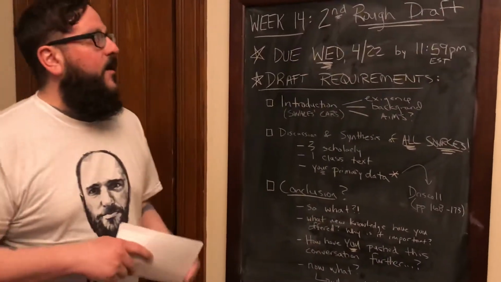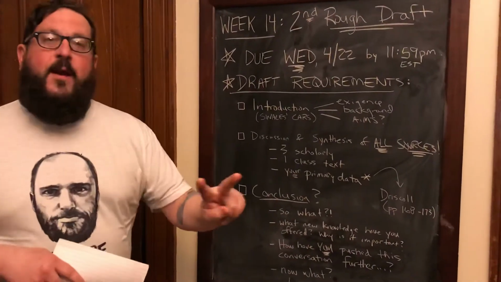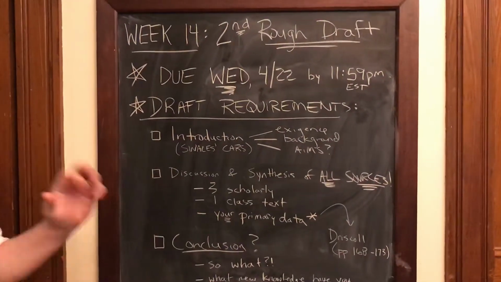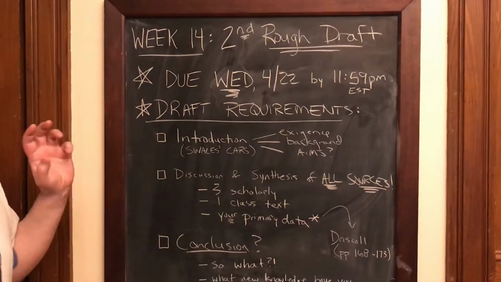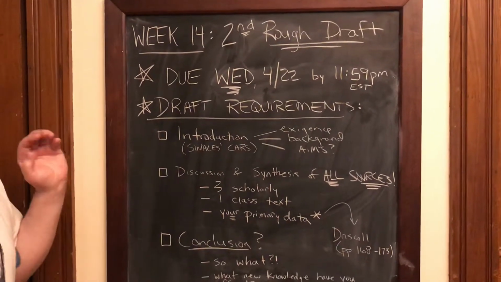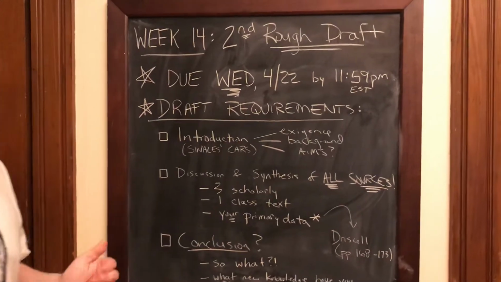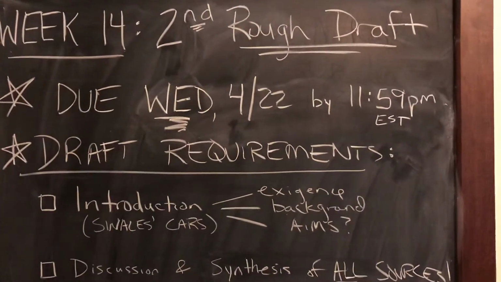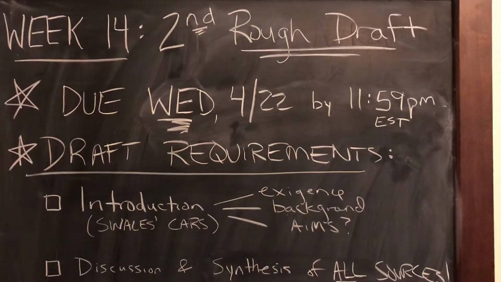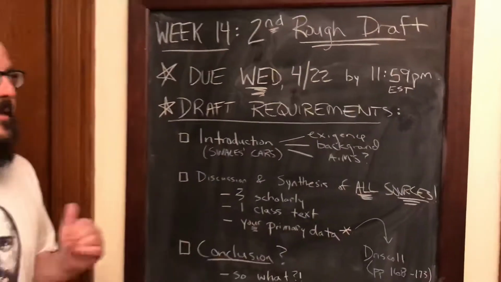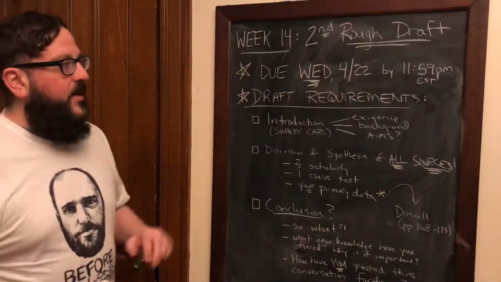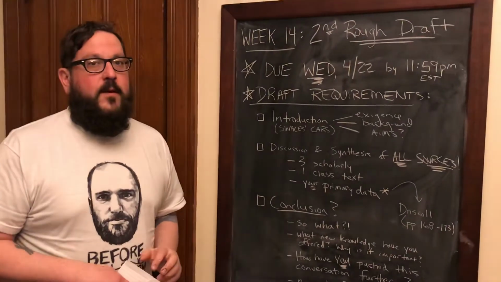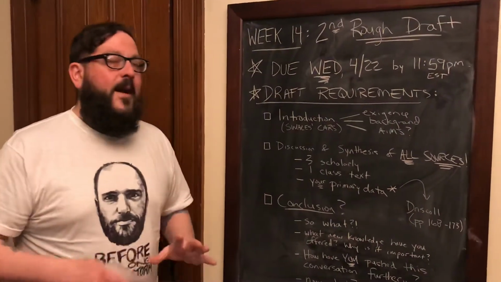We are going to talk about your second rough draft, which is due this week. Originally, I had asked that you submit it by 11:59 p.m. on Tuesday evening. But in my infinite wisdom, I've decided to extend that another 24 hours and give you all until Wednesday, April 22nd at 11:59 p.m. Eastern Standard Time to submit that second rough draft. This is going to be the draft that I give you feedback on.